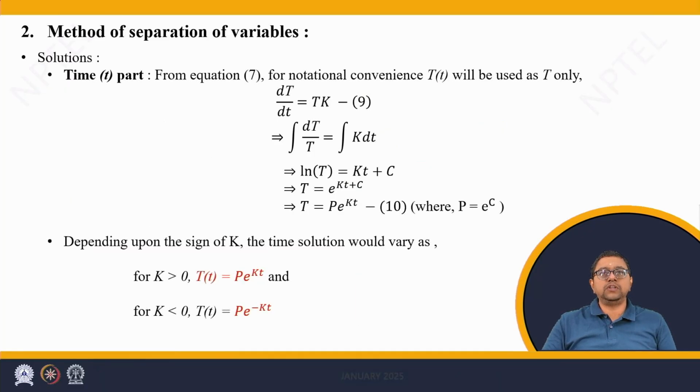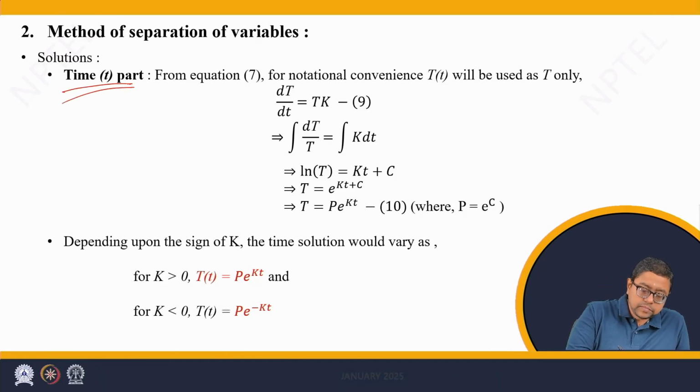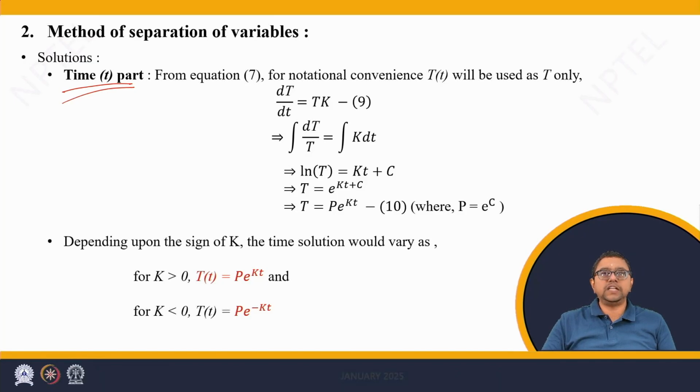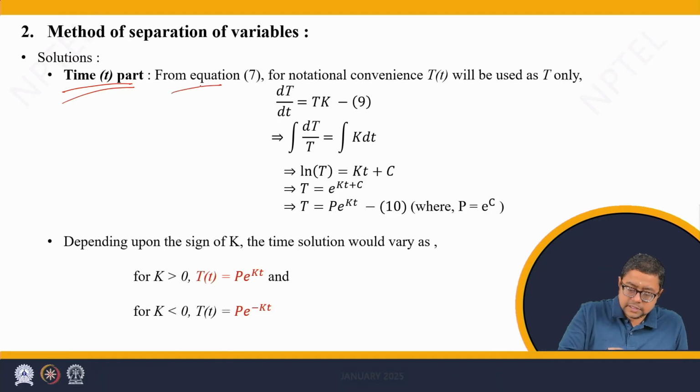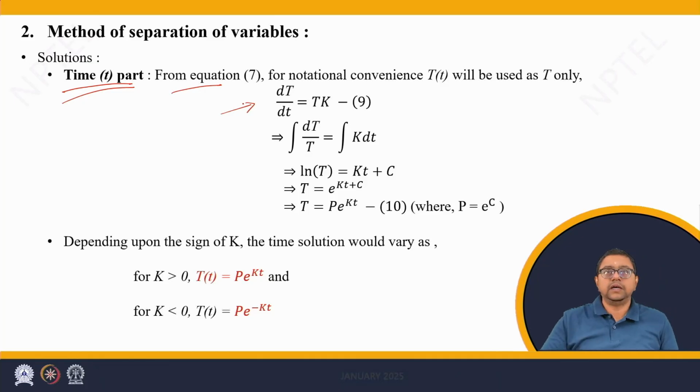Now, let us look into the solution. First, we have the time part. So from equation 7, we can proceed as dT by dt equals Tk. So here T as a function of t will be replaced by only capital T for notational convenience.